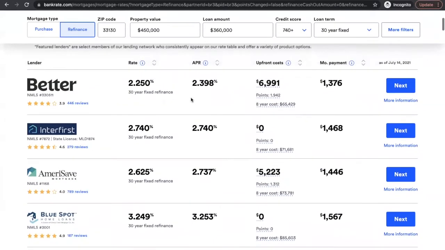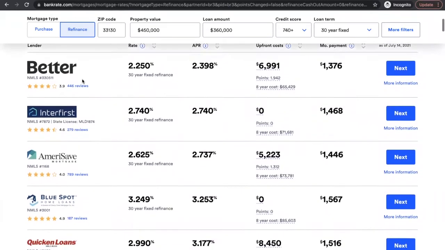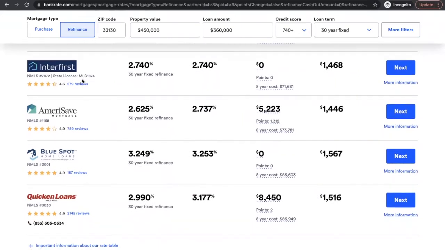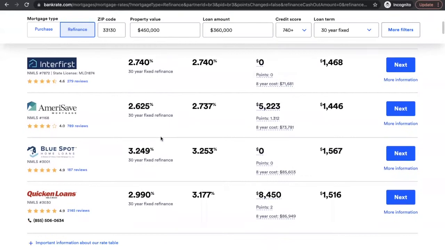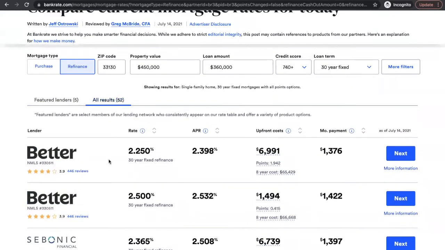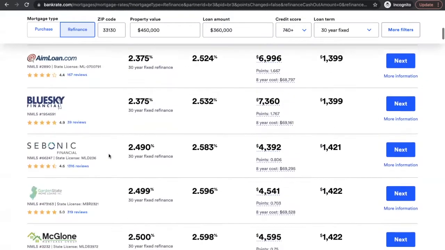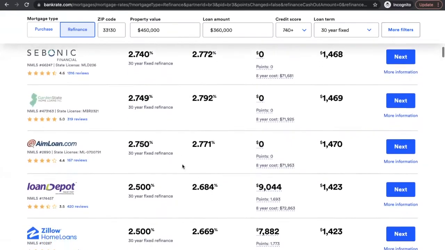So as a lender, this is where you participate. You become a customer of Bankrate. You pay Bankrate for leads. They promote you on this rate comparison table, and then you're able to acquire leads based on where you stand, typically on lowest rate. So you're going to be competing against 25, 30, 40 lenders. You can see they've got all 52 results here, so you get a nice variety of lenders. You can show more results and look there.